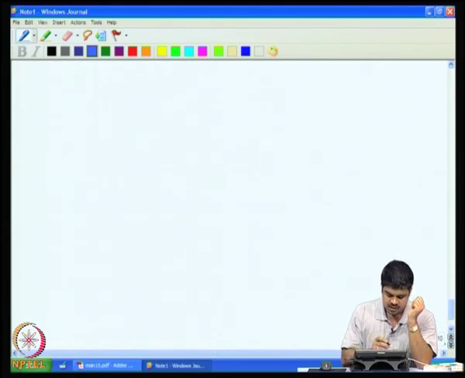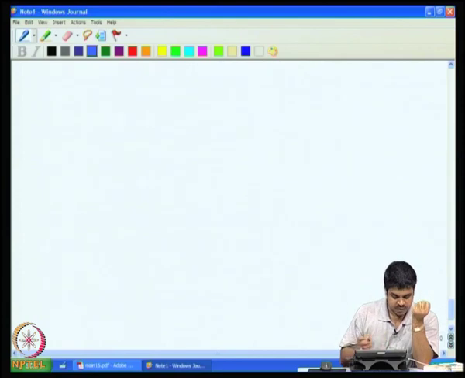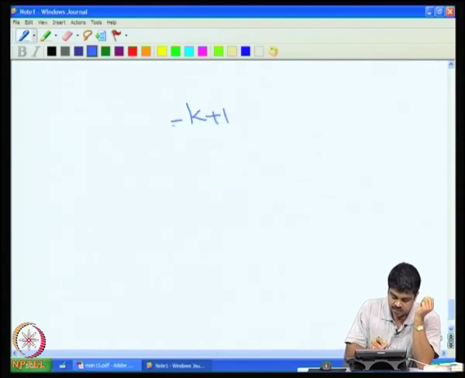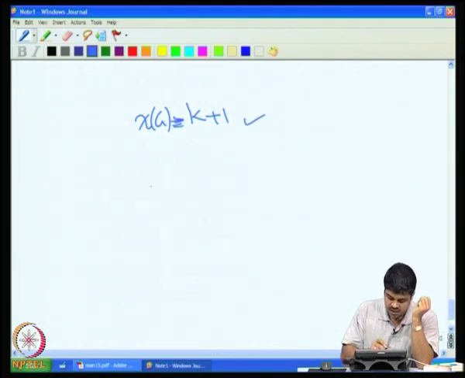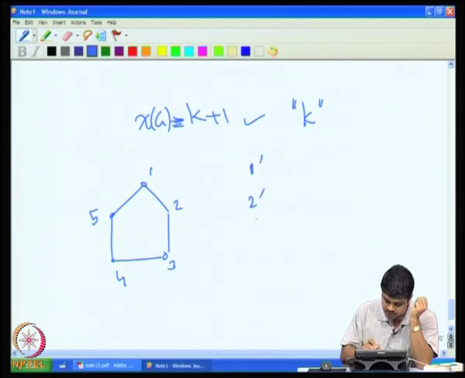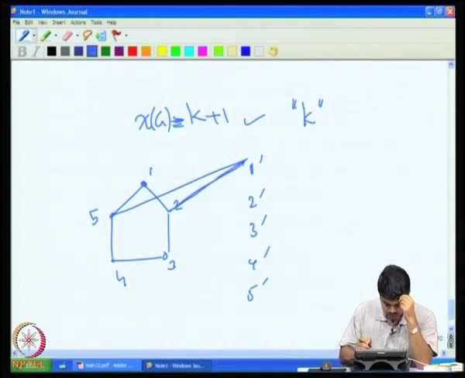Now, the way to construct a graph. So, one way to construct a graph without triangle and having chromatic number greater than or equal to K plus 1 is to take one graph, say for instance a pentagon, chromatic number is 3, or in general a chromatic number equal to K graph, right, and then this is 1 2 3 4 5 the vertices, you just make copies 1 dash, 2 dash, 3 dash, 4 dash and 5 dash, and then we have to connect to the neighbors of it like this, right.